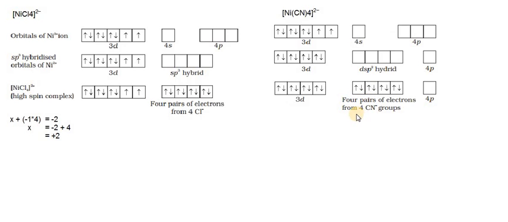And now after forming a complex with cyanide ions, the four cyanide ions donate 2 electrons each to form a sigma bond in these hybrid orbitals, and that's how this particular complex will be diamagnetic in nature, because all the electrons here are paired electrons, and that's why it shows a diamagnetic property.